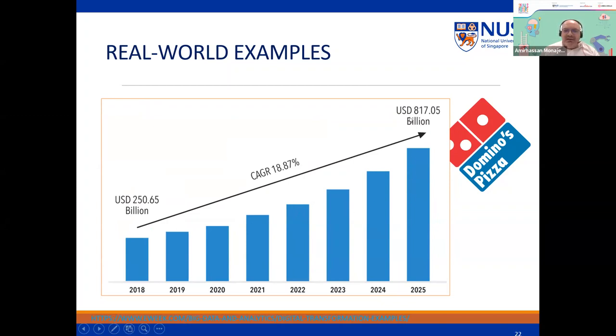And they expect to have $817 billion in 2025, just 3 years later. So after 4 or 5 years, it is 100% more. And now they expect 200% more just in 2025. CAGR is 18.87%. A very good one, actually a very good one.